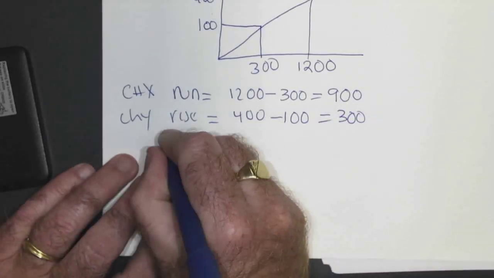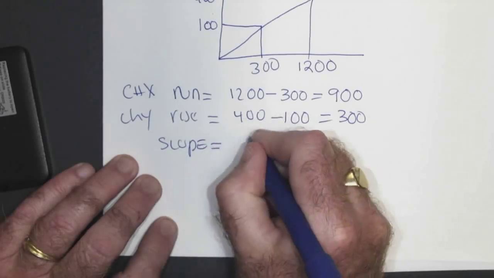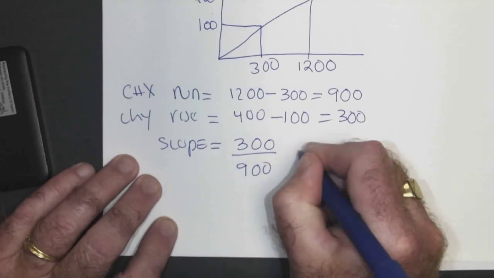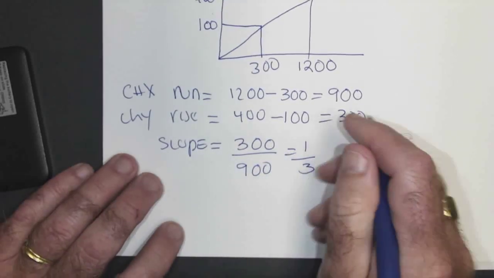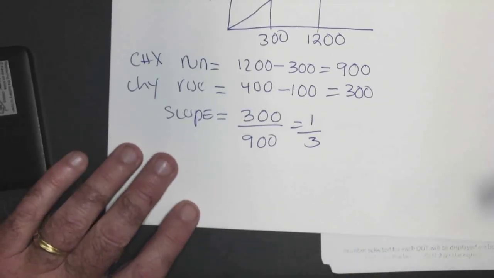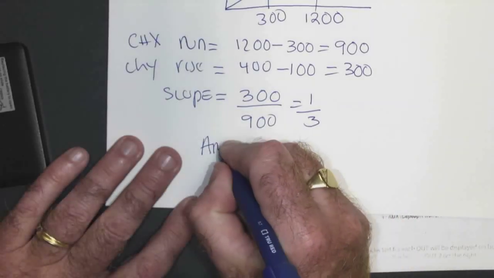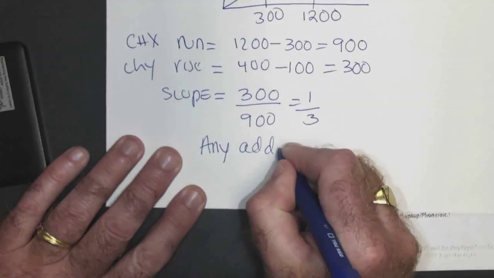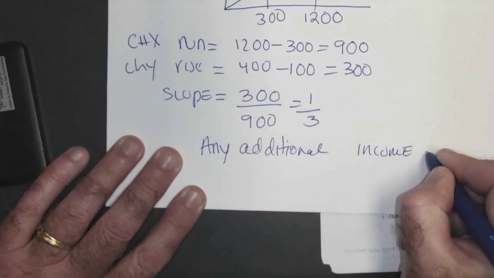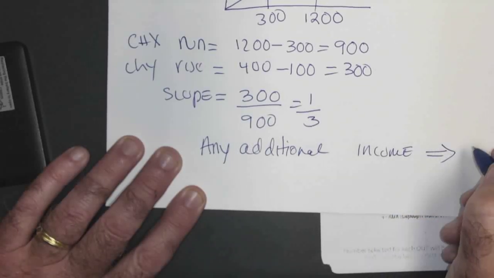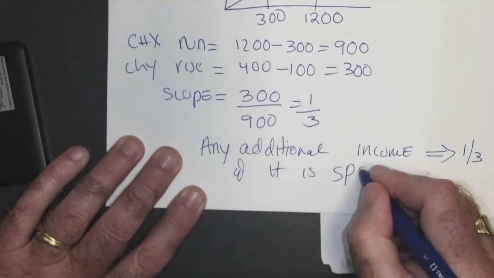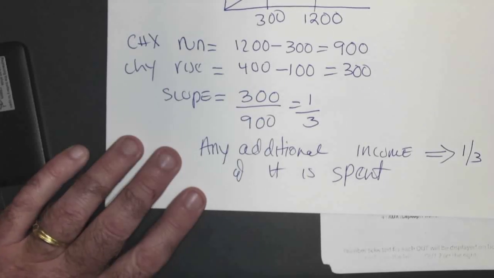The change in y is 300. If we plug those numbers in, the slope is equal to 300 over 900, which is equal to 1/3. In fact, what we could say is that for any additional income, say the government deposits $1,000 in your pocket, one third of it is spent. And what do you do with the rest? You save. So hopefully these sample problems helped you.